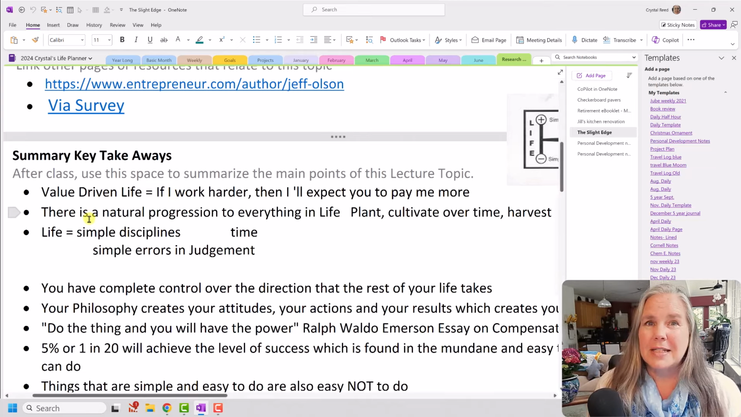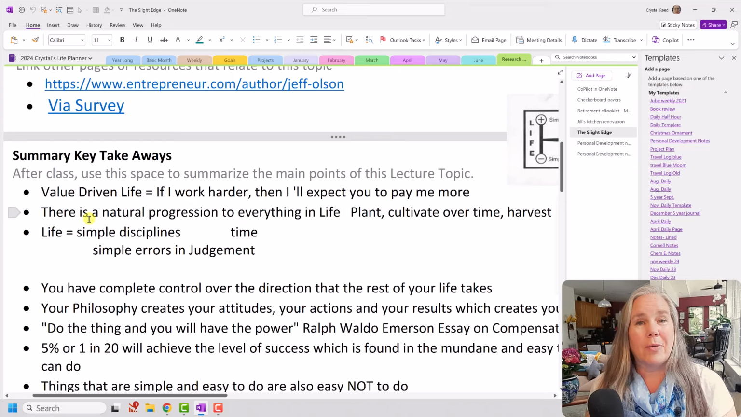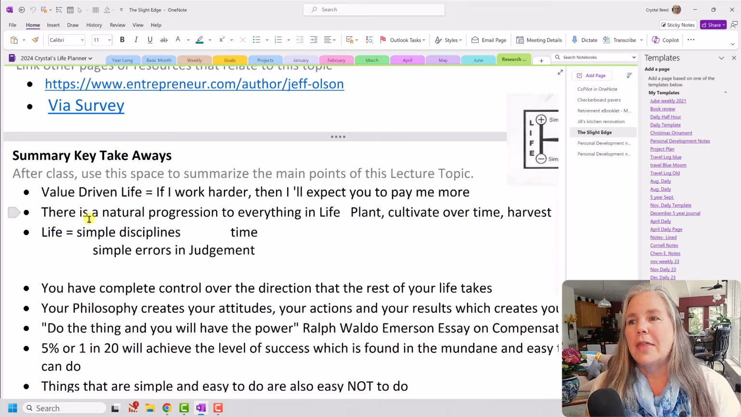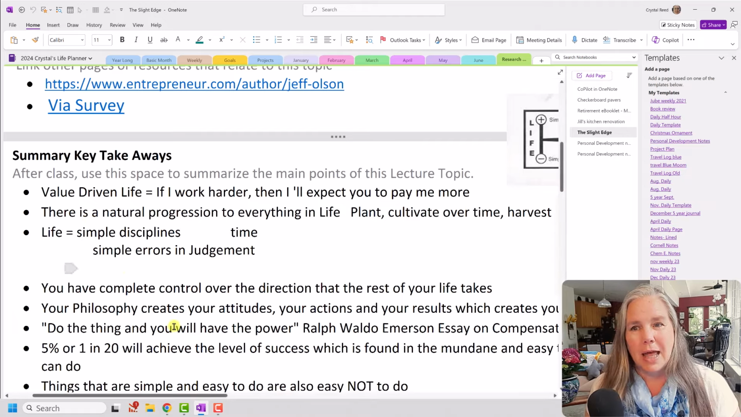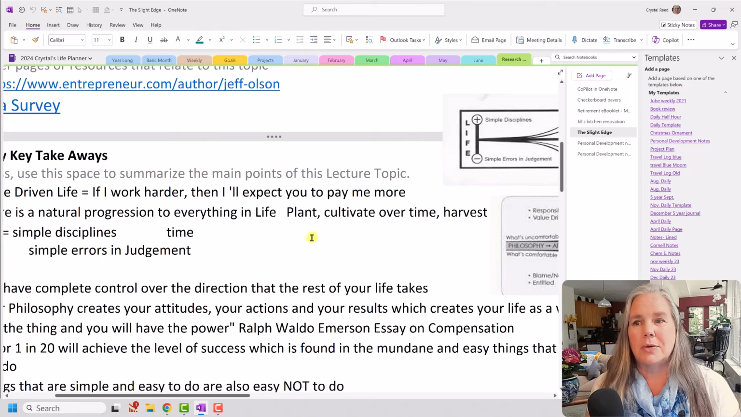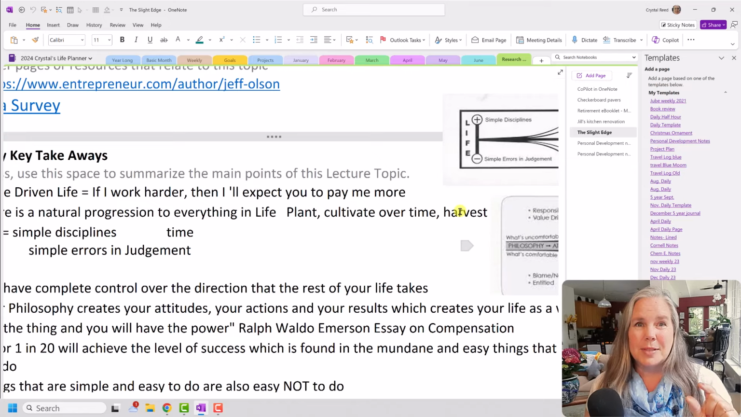And this one I feel is extremely important, not only in the area of productivity, but in life in general. There's a natural progression to everything in life. And that natural progression is to plant, to cultivate over time, and then to harvest. Okay. Now, as a gardener, I completely understand that. You take those little tiny bulbs for your daffodils in the fall, in October, November, or December, and you plant them in the ground and you cover them up and you let them stay there. And nothing happens, and nothing happens, and nothing happens. And you think, well, did somebody eat them? Are they gone? What's happening?